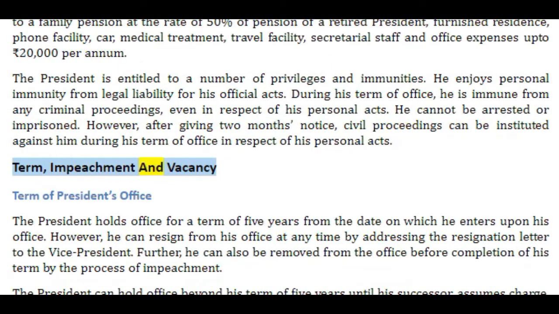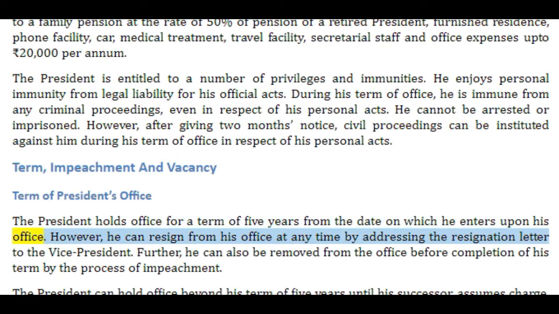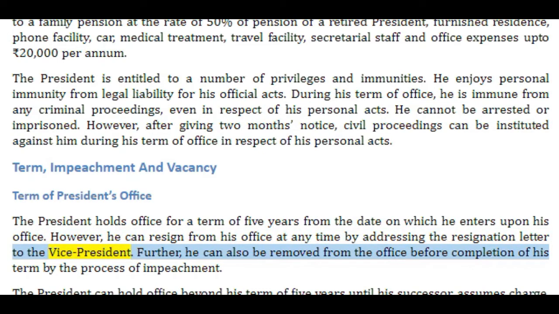Term, impeachment, and vacancy. Term of President's office. The President holds office for a term of 5 years from the date on which he enters upon his office. However, he can resign from his office at any time by addressing the resignation letter to the Vice President. Further, he can also be removed from the office before completion of his term by the process of impeachment.